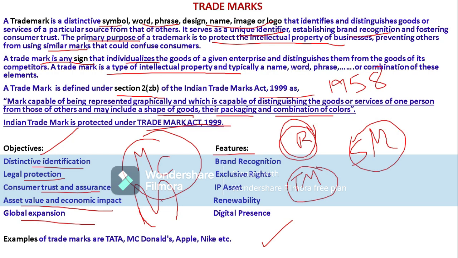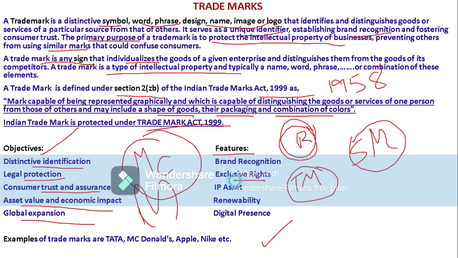So they serve as a visual representation of a company's reputation, values and offerings, allowing consumers to easily identify and recall the brand. Okay, so brand recognition is the first feature of a trademark. What does a trademark do? Brand recognition will happen.